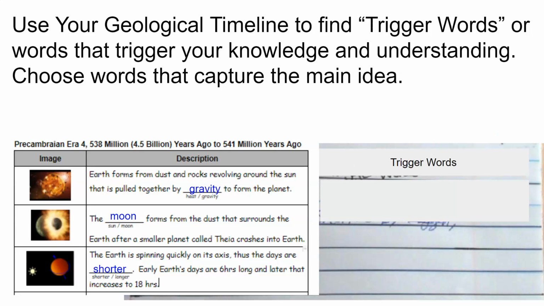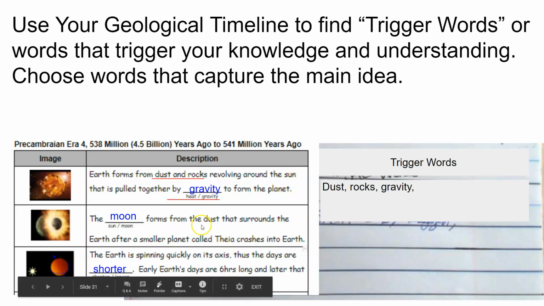So let's take a look at how we would do this for the Precambrian. So this is our Precambrian section, and these are the notes that we have, right? So looking at this first one, it says Earth formed from dust and rocks revolving around the sun that is pulled together by gravity to form the planet. So what are some key words there? Dust and rocks, gravity. So I would just fill those words in there, because these are some key things. Like, I know that the Earth is being formed from dust and rocks, and the main force is gravity.